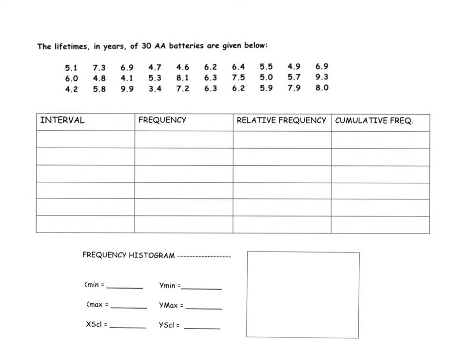For the next problem, they're giving you the lifetimes in years of 30 AA batteries. And what we need to do is construct a frequency distribution, a relative frequency distribution, a cumulative frequency distribution, and histograms for the data, and then answer some percentile questions. Take a minute or two, enter all 30 numbers into your calculator, so that's what your n value should be, and then take a picture of your 1-Var Stats for your data.